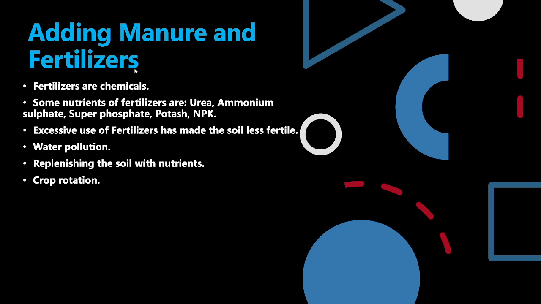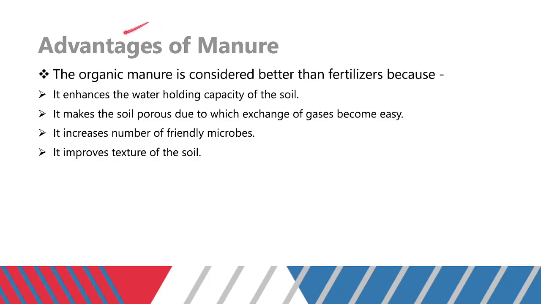So now, before moving to our next topic, some nutrients of fertilizers are urea, ammonium sulfate, superphosphate, and NPK. So let's move to our next topic, which is advantages of manure.